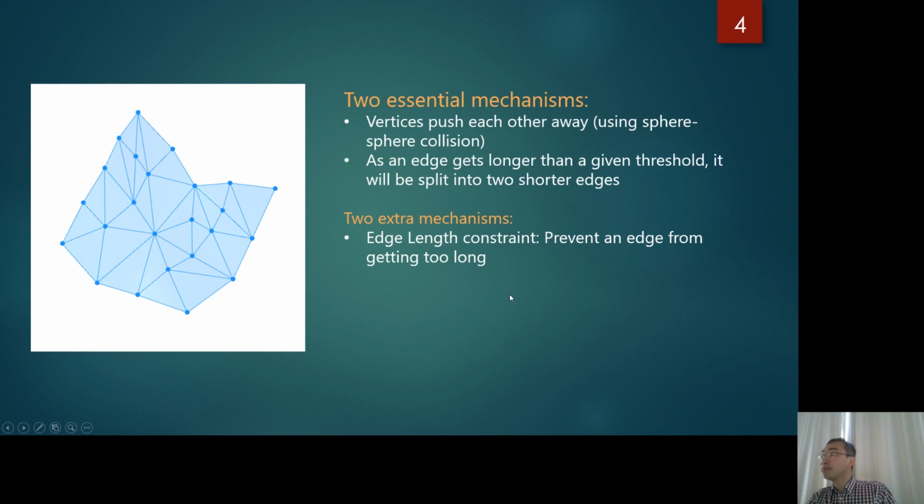How can it get too long if it's written before? But eventually, when it hits the budget, it will not split anymore. When we reach like 5,000 vertices, it will not split anymore, but it's still moving out, okay? So that effect is only useful at the end of the process.